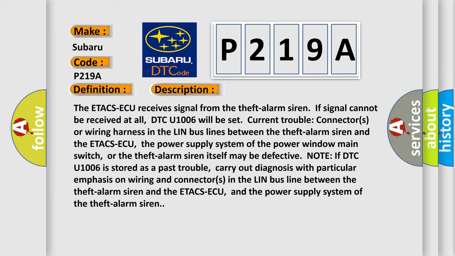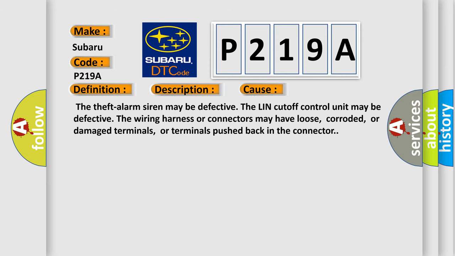Note: if DTC U1006 is stored as a past trouble, carry out diagnosis with particular emphasis on wiring and connectors in the LIN bus line between the theft alarm siren and the ETACS-ECU, and the power supply system of the theft alarm siren. This diagnostic error occurs most often in these cases. The theft alarm siren may be defective. The LIN cutoff control unit may be defective. The wiring harness or connectors may have loose, corroded, or damaged terminals, or terminals pushed back in the connector.